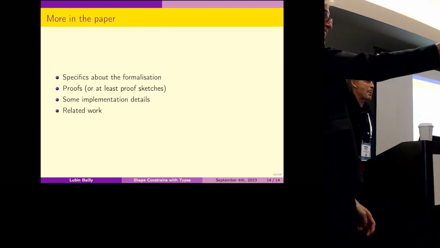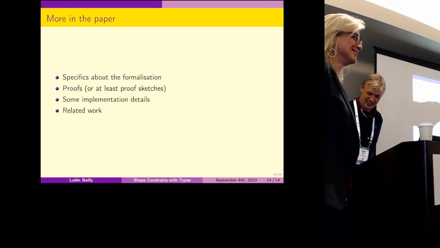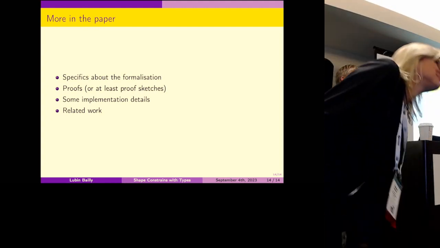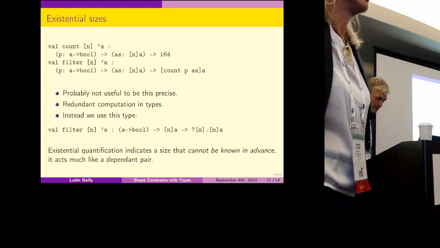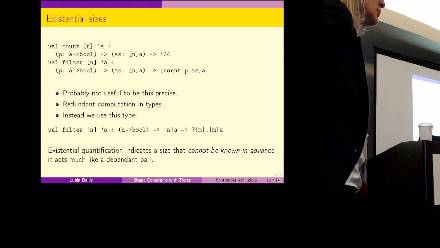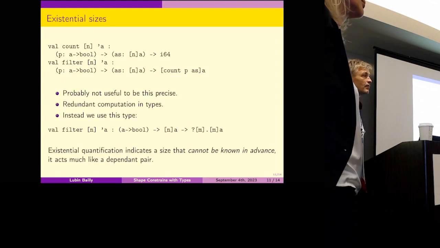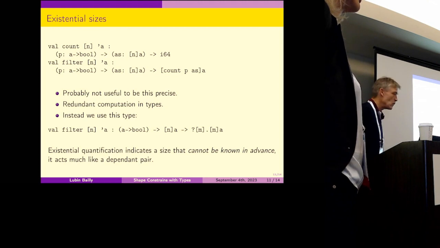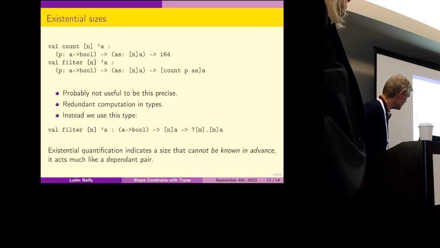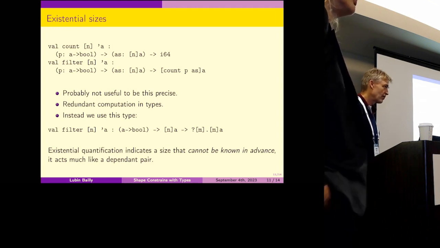Questions? I think Jeremy, you want to. So can you go back to the slide with the question mark for the existential? You could say something more about the type of filter there. It produces a list of unknown length, but you know that it's at most n. So without going all the way to full dependent types, you could have had a Fin n type, and you could also use that for indexing, which would allow you to avoid out-of-bounds errors, but you don't do that.